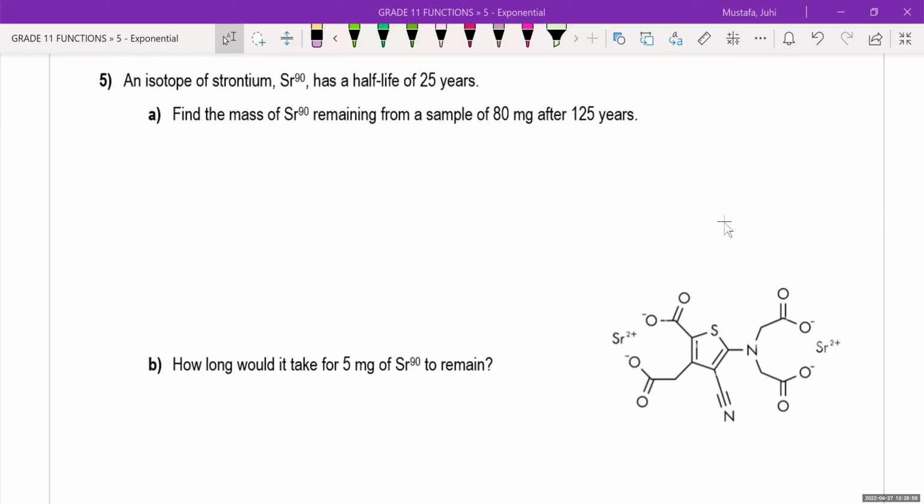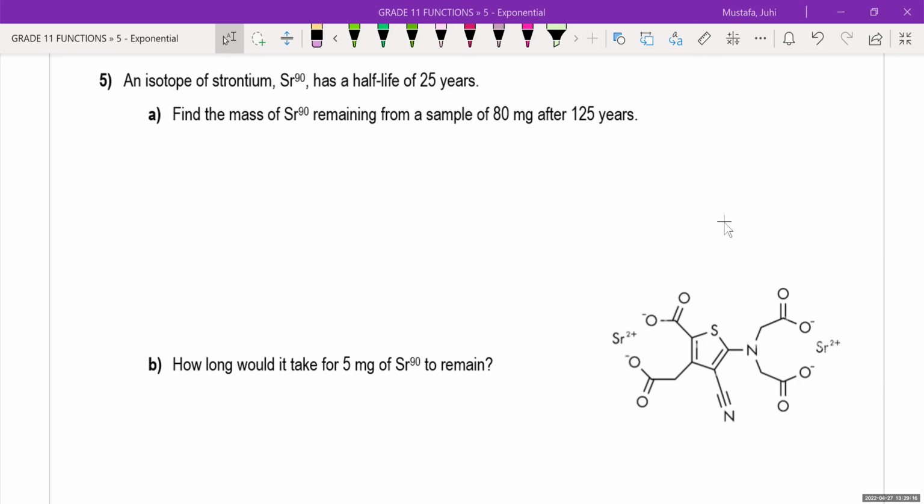An isotope of strontium, Sr-90, has a half-life of 25 years. Does any chemistry person here want to tell us what an isotope means? No, I don't want to. Arena? Yes, yes. Let's go with that.